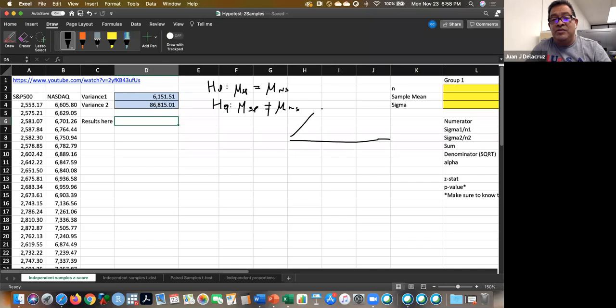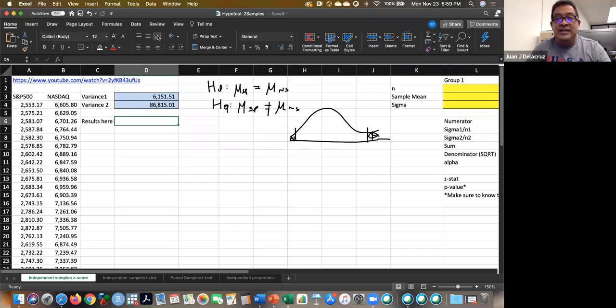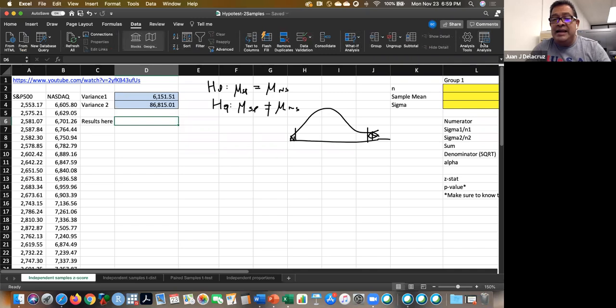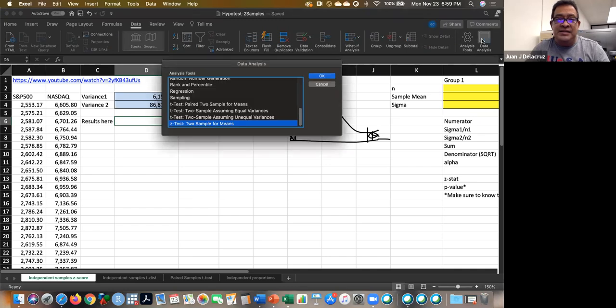So I don't know the values yet, but what I can envision here is that I'm going to have a two-tailed test. So this is going to be the rejection region, and all I need to do is find the values. This is extremely simple when you are doing data analysis. So this is super easy.